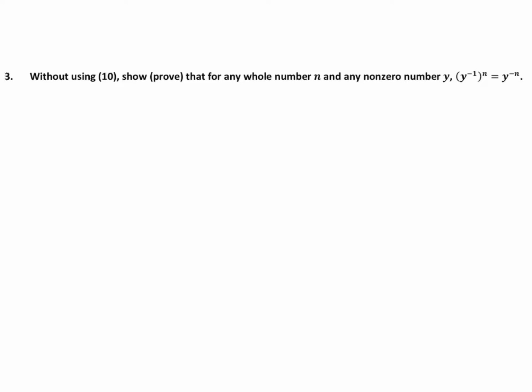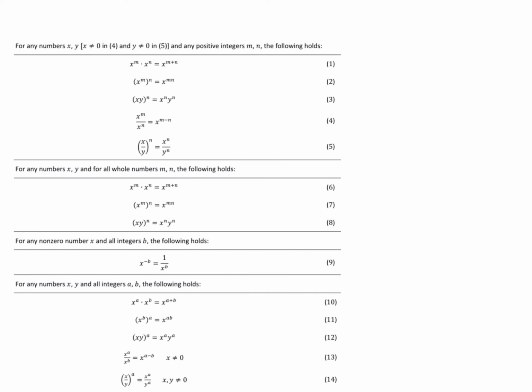Without using 10, show and prove that for any whole number n and any non-zero number y, y to the negative 1 to the n power can be shown to equal y to the negative n power. In order to not use 10, we need to know what 10 is. Looking down here, it says you can't use the rule that says if you have the same base multiplied together, you can add the exponents.